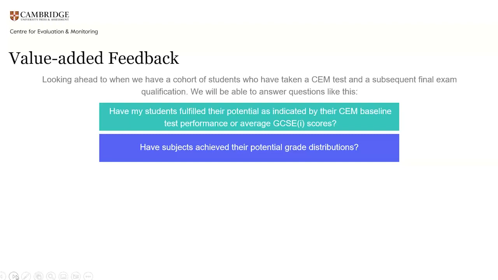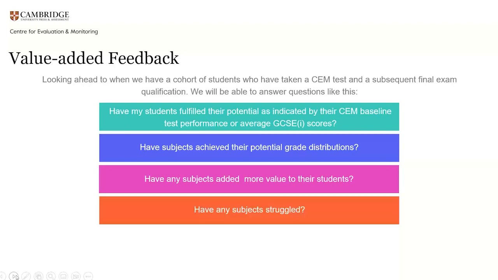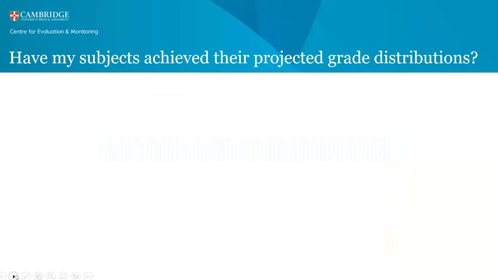And then you can also look at particular subject areas: have they achieved their potential? Grade distributions as well. Have any subjects added more value to their students? Have any subjects struggled? That might help you to identify where best practice could be shared between departments, for example. And the value added feedback is reported at individual student level, so you can see what the value added score was for individual students in their different subjects, at subject level and also school level.